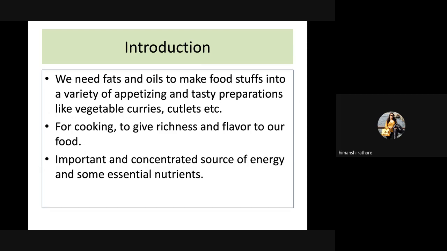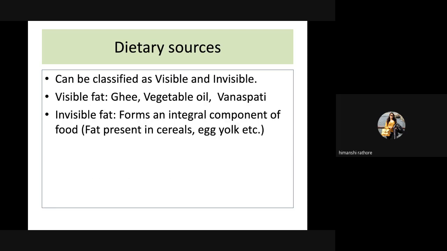Fats and oil are an important and concentrated source of energy. As cereals give us energy, fats and oil also provide us energy, and some essential nutrients too, especially fat soluble vitamins. Which sources provide us fats and oil? They can be classified as visible and invisible. Visible fat includes ghee, vegetable oil and vanaspati, which is hydrogenated in nature, and you can use them in your cooking.